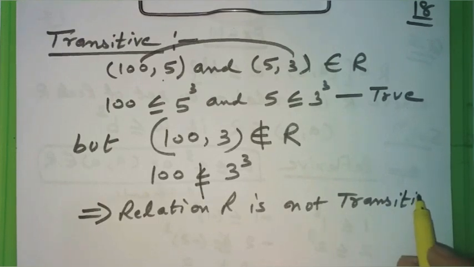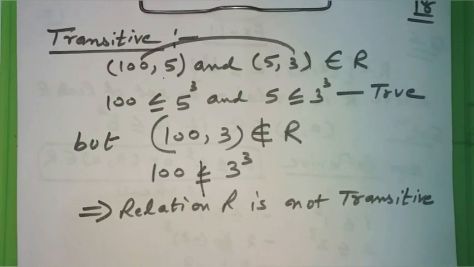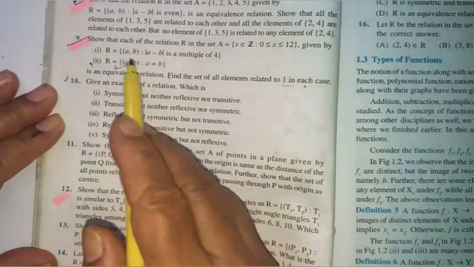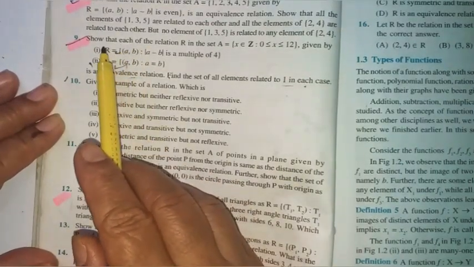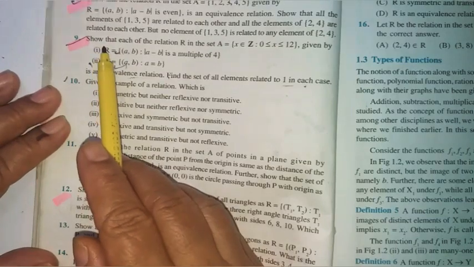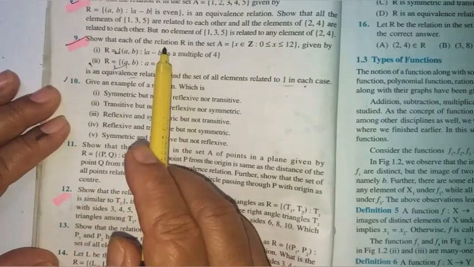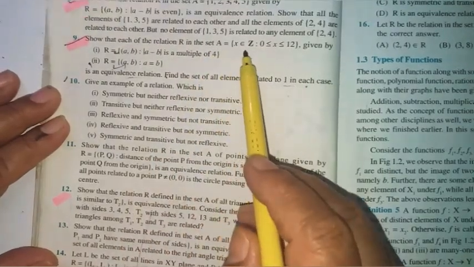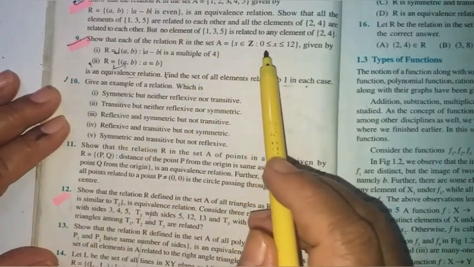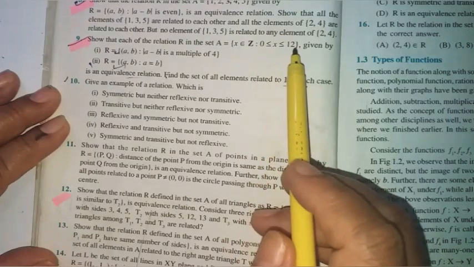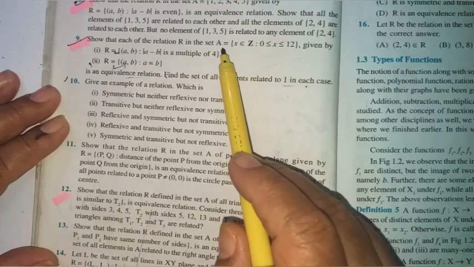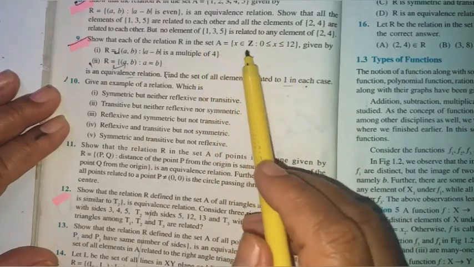You can create many more examples of your own. Please go through question 9 of exercise 1.1. Question 9 says, show that each of the relations R in the set A, where A is the set containing integers between 0 to 12, including 0 and 12, only positive integers from 0 to 12. This is the set A, and R is a relation on the set A.